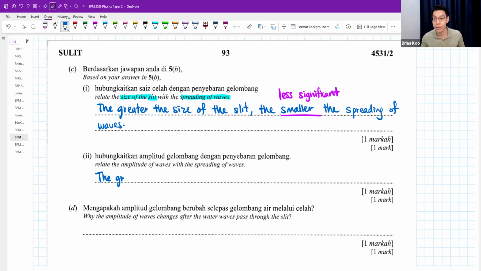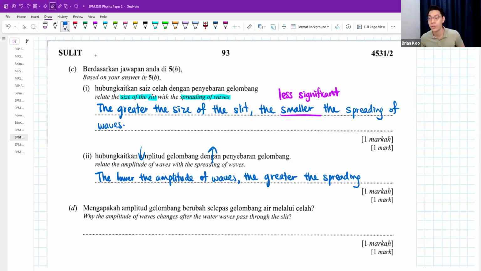The greater, you can say one up, one down. So maybe if I use the second picture, I can say if the amplitude is smaller, then the spreading will be greater. Or the other way around also can. So like the lower or the smaller the amplitude, it doesn't matter. You can say one up, one down. It doesn't matter who is smaller and who is higher. The greater the spreading of waves. Or the more significant the spreading of waves also can.